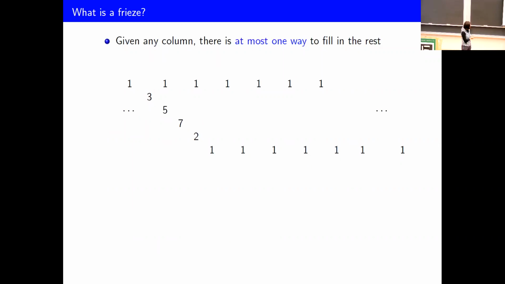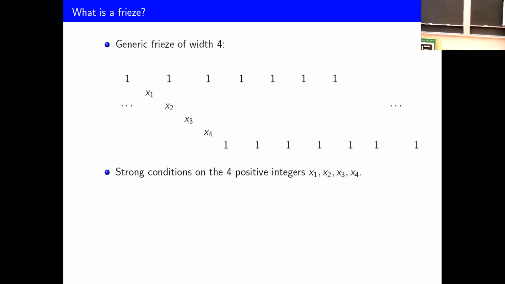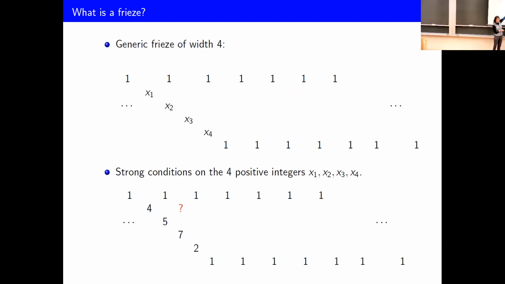So there's only one way of filling it in, but that depends on the row of numbers you put here, because you want all of these new things to be integers. In general, if you denote that row by x1, x2, x3, x4, then you get extremely strong conditions. For example, if instead of 3 in the previous slide you put 4 here, then there's no integer you can put in there. So these are very strong conditions on these 4 numbers. It's not even clear that you have a solution, and how many solutions there are.